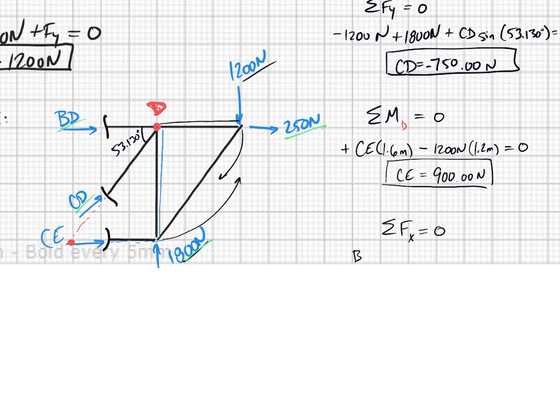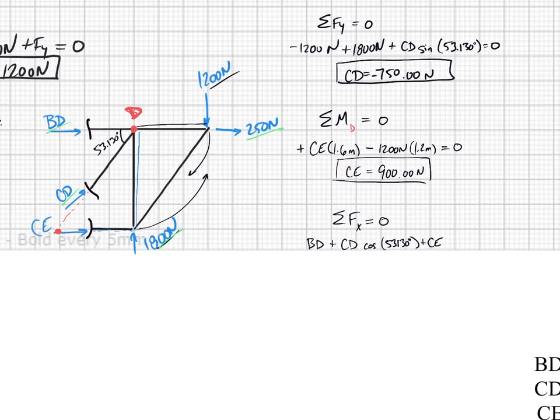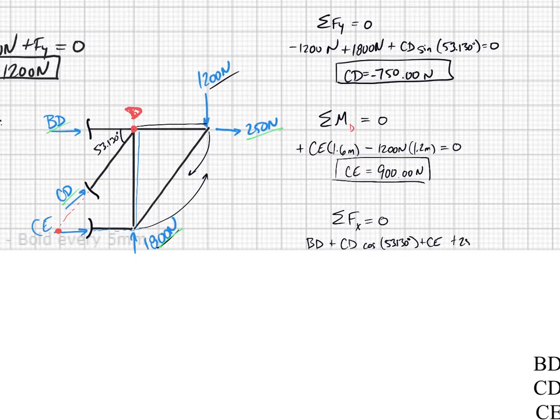So let's say we've got BD plus CD cosine of 53.130 plus CE plus 250 equals 0. Anyway, so let's go ahead and plug in. We're solving for BD.